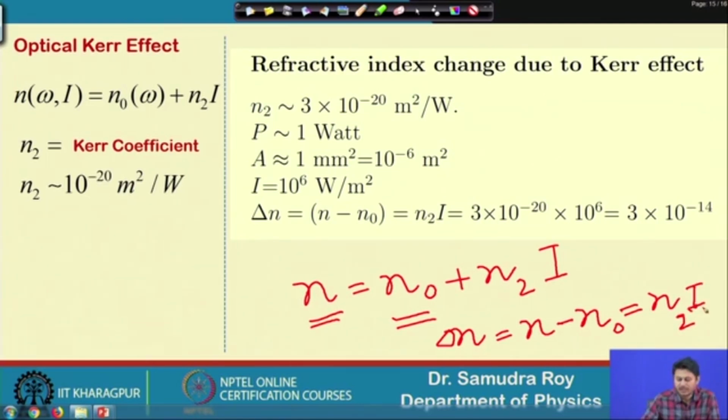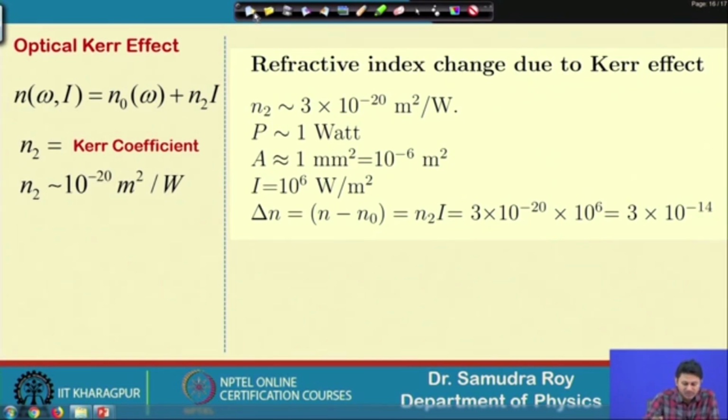If I calculate n2 I, then we can readily understand what the amount of change of refractive index is. In order to do that, we just try to calculate it with some given values. So, n2 is of the order of 10 to the power minus 20 meter square per watt, for example in silica. The more correct value is 3 into 10 to the power minus 20 meter square per watt, which is n2. Let us consider a power of 1 watt and an area of 1 millimeter square.